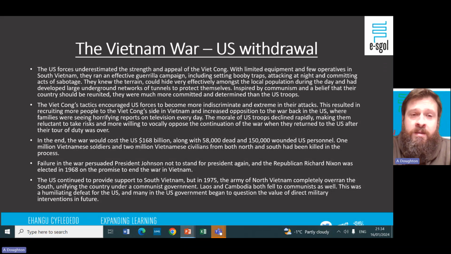Now, they used an effective guerrilla campaign: booby traps, attacking at night, acts of sabotage. They knew the area well. They had their underground tunnels, and they were a lot more effective at fighting in that sort of area than the American soldiers. Now, they also were inspired by communism, so they had a lot more to fight for. It was their country. They were more committed and determined than the US troops. A large number of troops didn't want to be there.